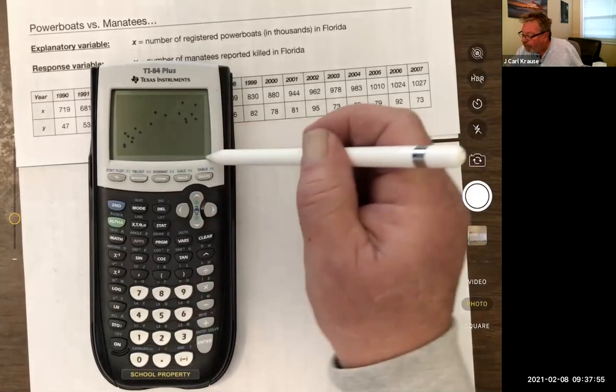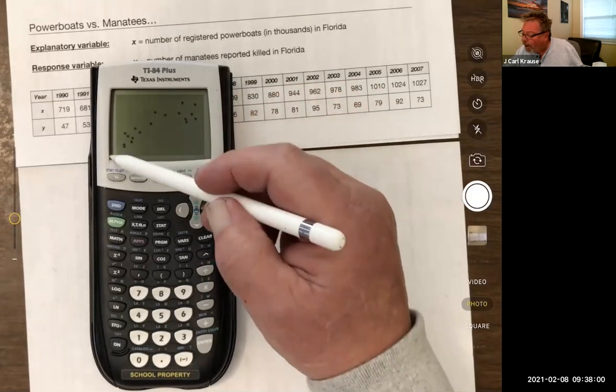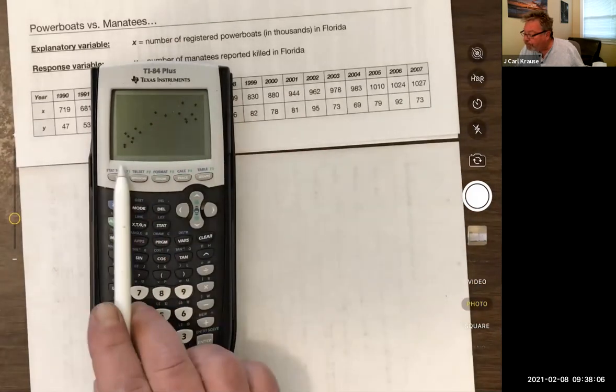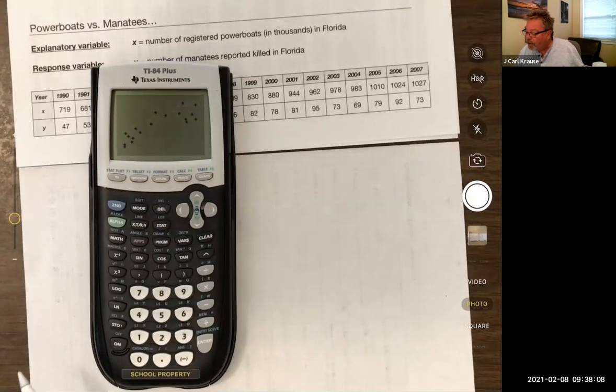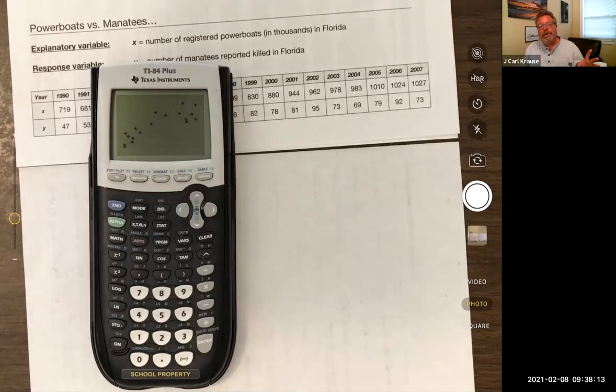Now, unfortunately, what this is showing is a general upward trend. X, left and right, is the number of registered power boats, and up and down, the Y, is the number of manatees killed. So as the number of power boats goes up, so does the number of manatees killed. So we see this general upward trend here. As I said, our goal is going to be to find the equation of the line that best fits that data set. And let me show you how to do that. The YouTube video that's on our Canvas page will show you how to do this very nicely.